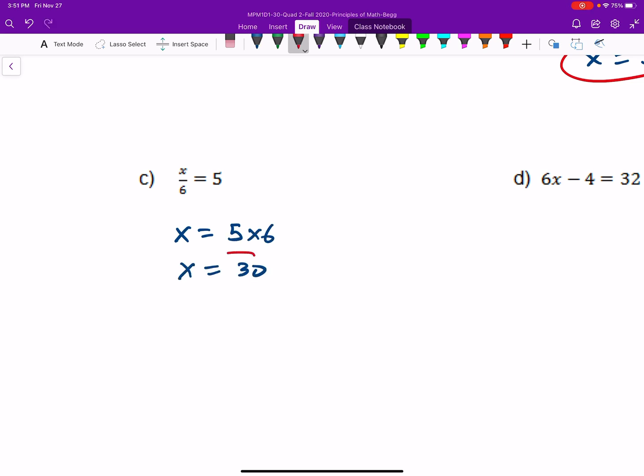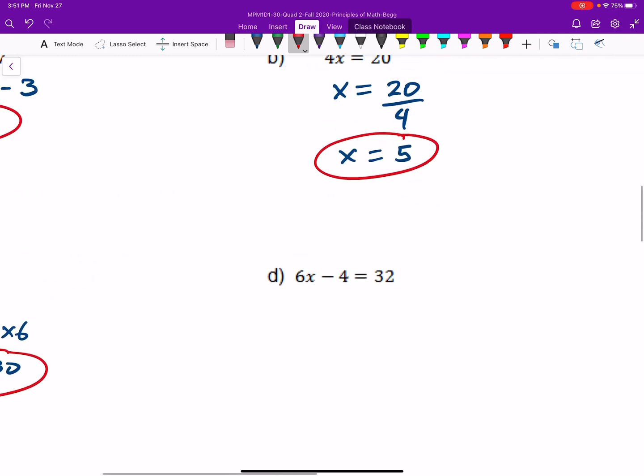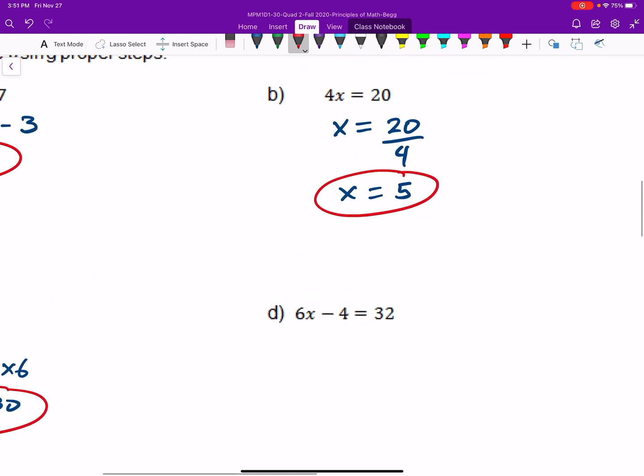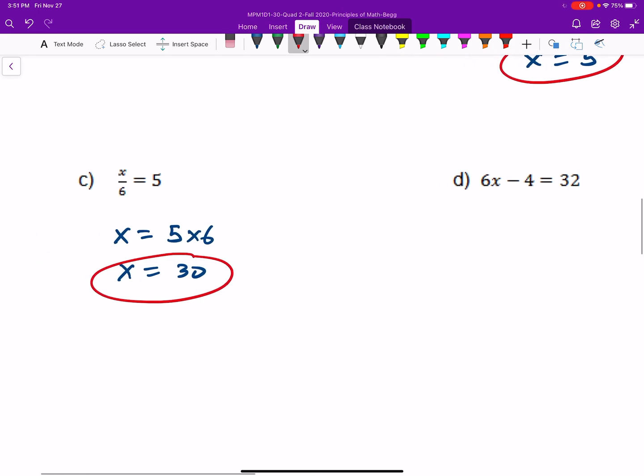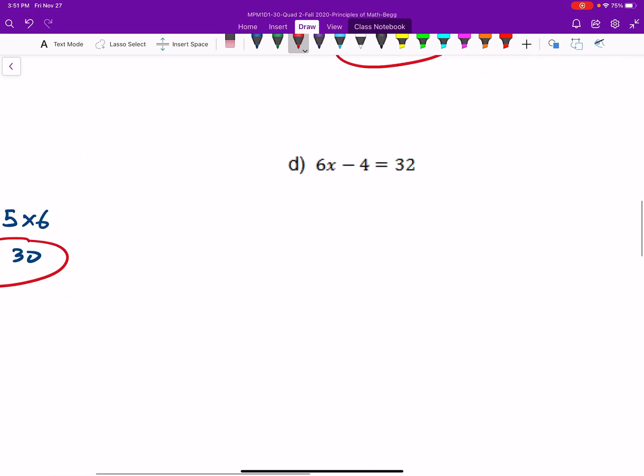And again, if we want to check these last two, 4 times 5 does equal 20, and 30 divided by 6 does equal 5. You can check it on a calculator.